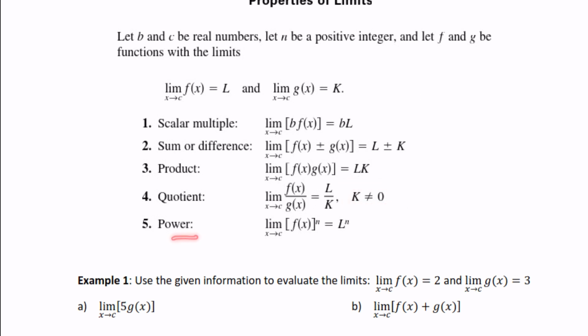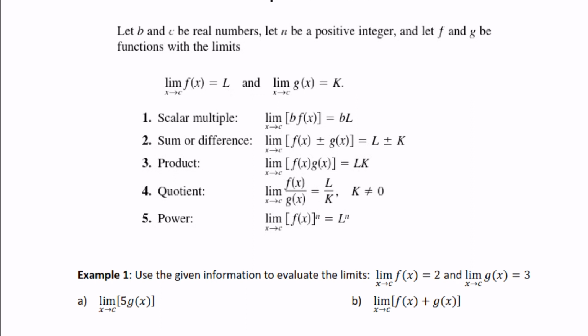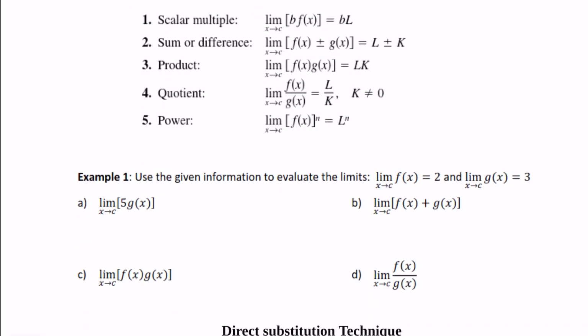Power method. If I have a limit of a function that is raised to a power, I'm first going to find the limit of the function, then raise the answer of the limit to the same power. So these are basic properties of limits. Now let's look at an example using these properties of limits.